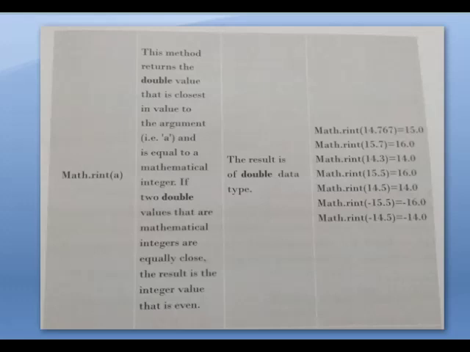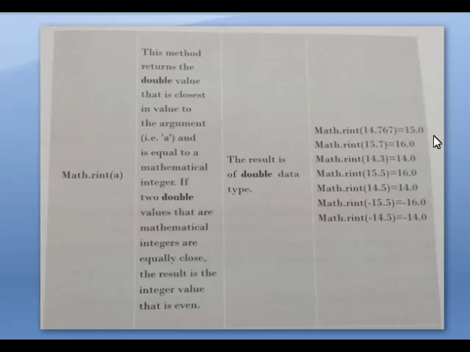This method returns the double value that is closest to the argument, that is a, and is equal to a mathematical integer. If two double values that are mathematical integers are equally close, the result is the integer value that is even. See the example, Math.rint of 14.7. So the answer is 15.0.